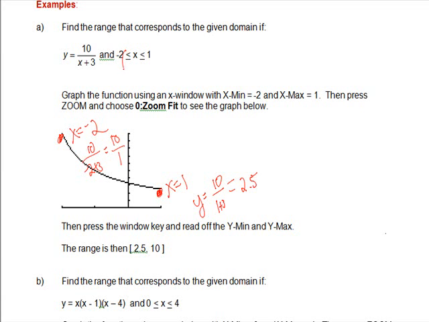Because I had the equality here, I actually can equal those two endpoints, and so therefore I use the brackets on my interval notation.